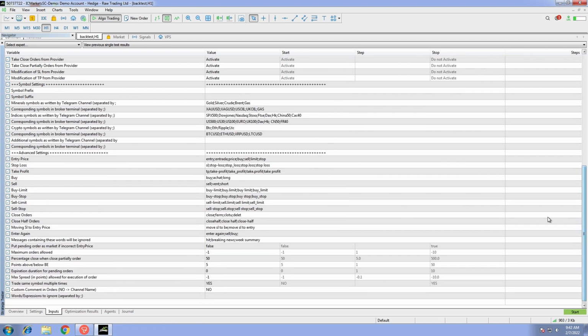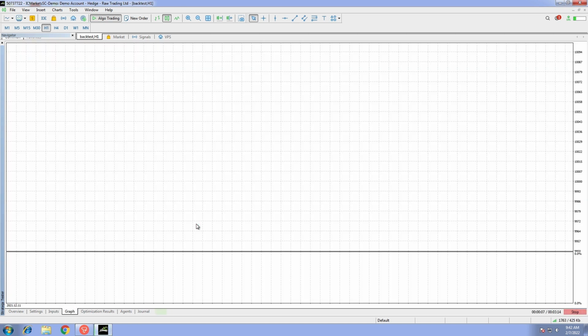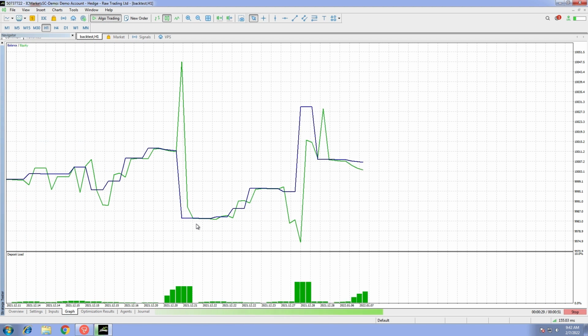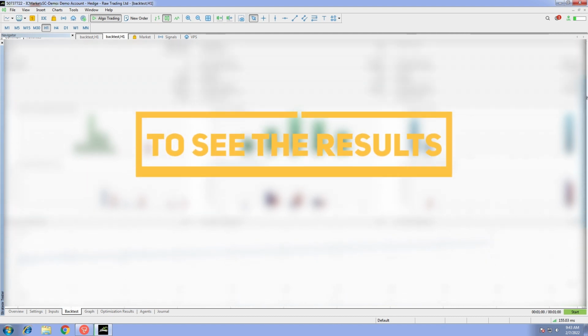We then start the backtest process. It could take some time to finish. And here are the results ready to be analyzed in order to decide if the channel is profitable or not.